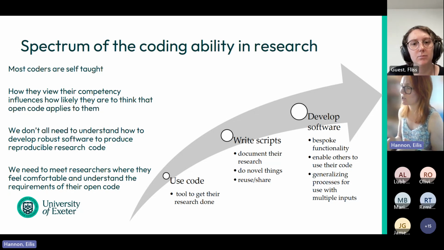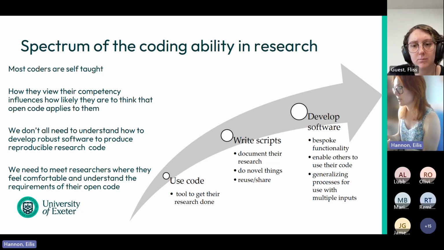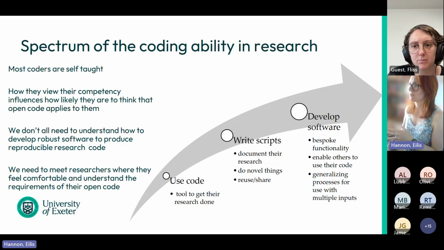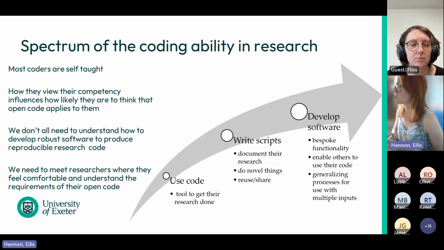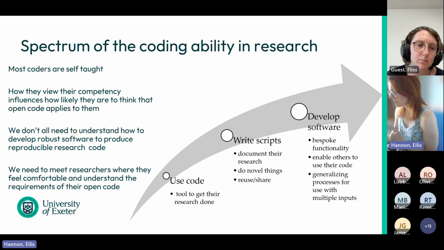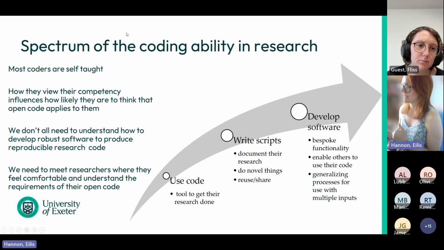I think the shift from using code to writing scripts is quite natural, and most programmers probably get to that point. But then I think there's a really big jump going from that to thinking about developing software, where you are thinking more conceptually about how you share your functionality with other people in a way that's generalizable. And you're starting to think about situations where people who aren't necessarily doing the nitty-gritty of what you're doing might use it. I think there's a really big jump from the middle of this graph to the far right.